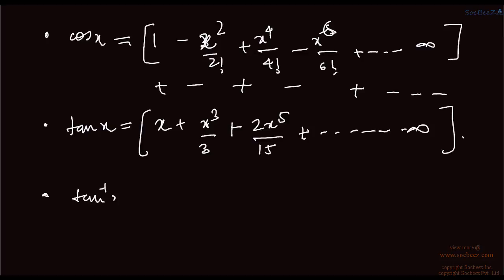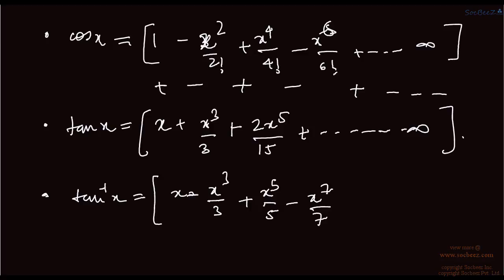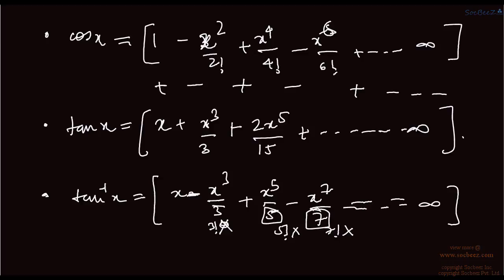So tan inverse x is the next one: x minus x cube by 3 plus x to the power 5 by 5 minus x to the power 7 by 7. This is just like the sin x series, but factorial is not included. You can remember it like that. This is not 3 factorial, not 5 factorial, not 7 factorial. This is only 7, 5 and 3. So factorial is not included in this series, and then you can have the tan inverse x series.